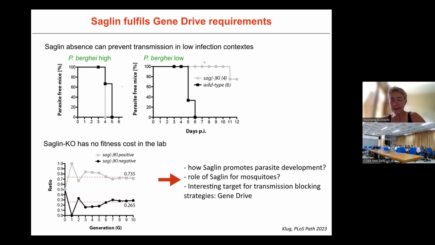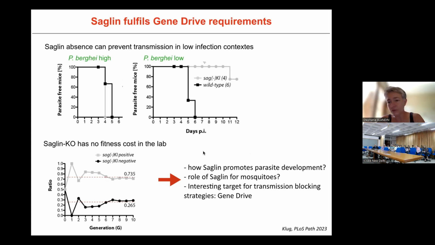So basically, these 2 points are very important in terms of designing a strategy to limit parasite transmission, because the knockout mosquitoes can indeed limit parasite transmission and they don't have any fitness cost. That makes the saglin gene a very interesting gene for transmission blocking strategies.